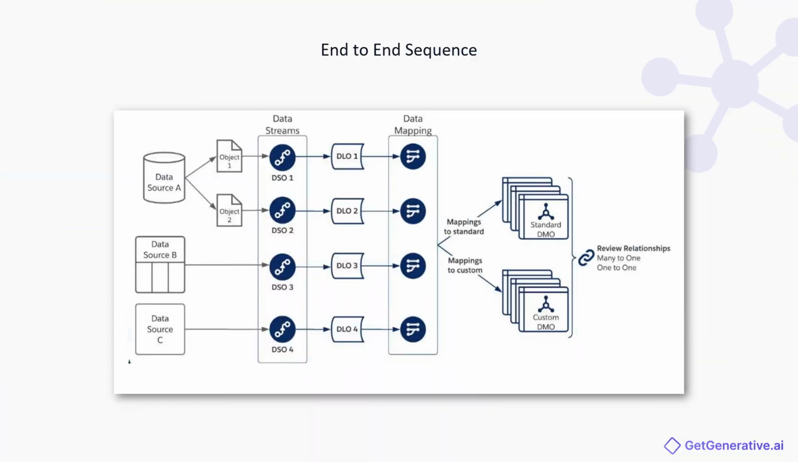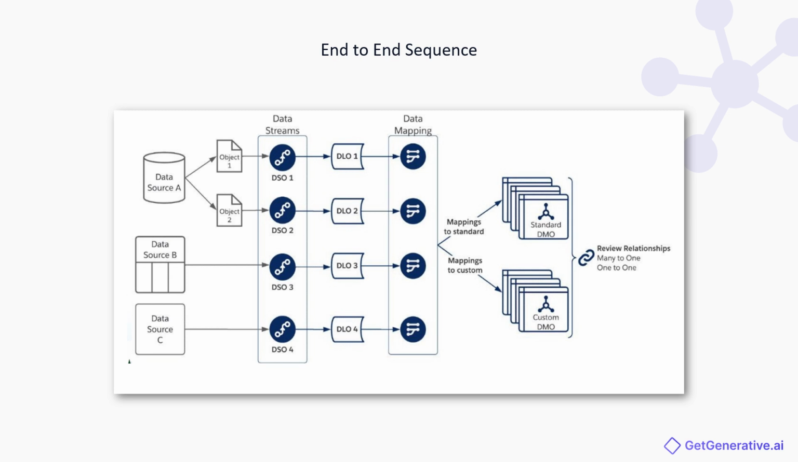In your end-to-end sequence, you do have data sources. It can be a database, it can be an Excel, it can be an external system. And you can have multiple objects, such as 4 or 5 data streams. We create multiple data streams based on those data sources. The data streams create data lake objects.